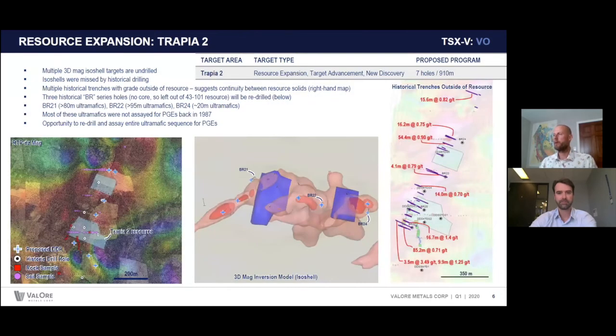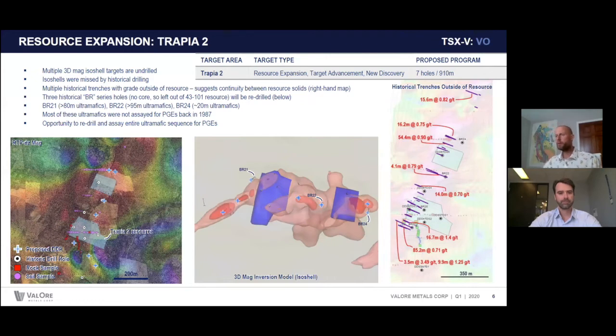Okay, so here we are at TRAPIA 2. Much like Santo Amaro, TRAPIA 2 has all 3 styles of targets. So we have resource expansion, looking to grow the 43-101. We have target advancement, so previous drill holes that have had intercepts but were never followed up upon. And then we have new discovery type targets, whereby in the case of TRAPIA, through the process of mag inversion modeling, we've been able to develop new targeting concepts, and we'll be testing those in phase 1, phase 2.